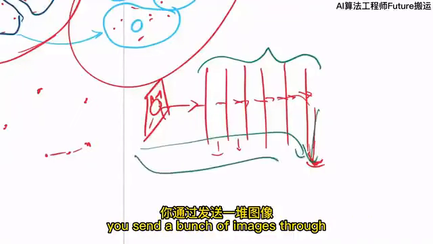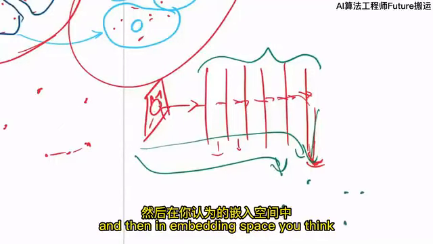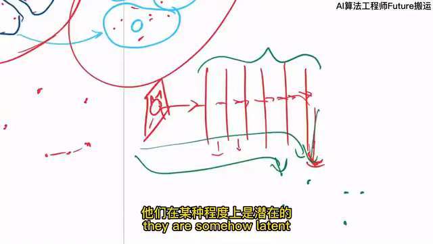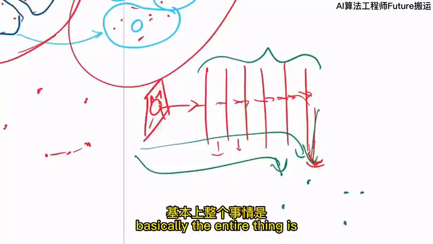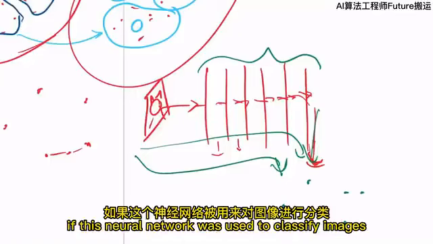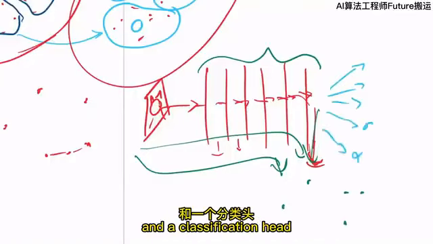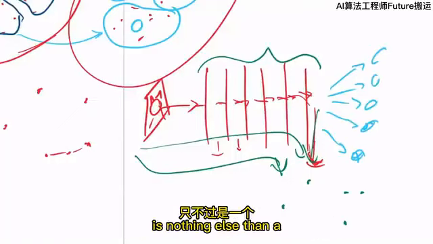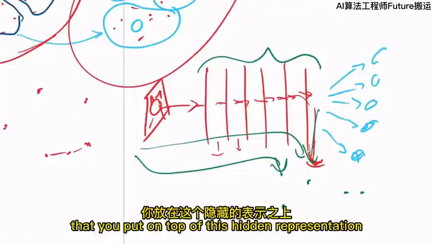You send a bunch of images through to get you in embedding space, get you points, and then in embedding space, you think, well, the features that are in the embedding space, they are somehow latent. If this neural network was used to classify images, you would have a classification head on top. And a classification head, like a 5-class classification head, is nothing else than a linear classifier boundary that you put on top of this hidden representation.